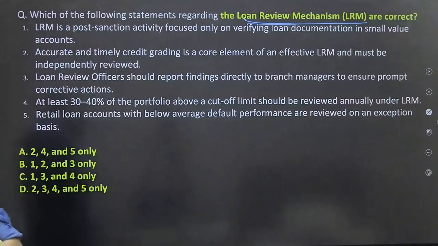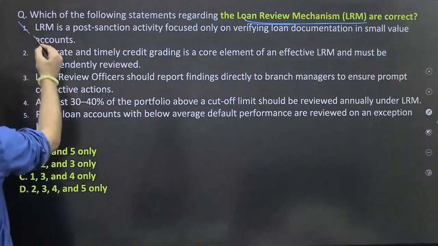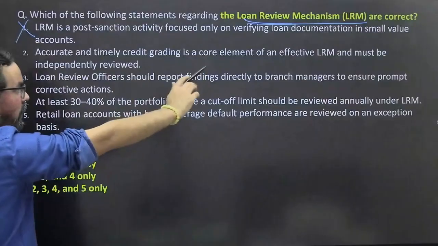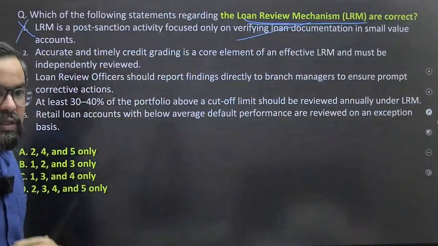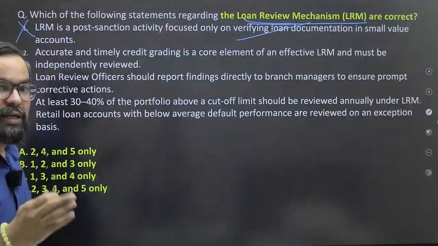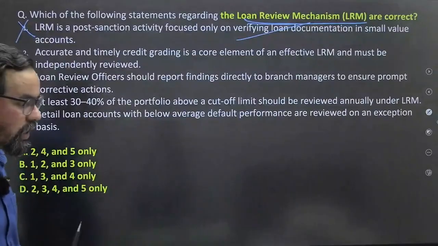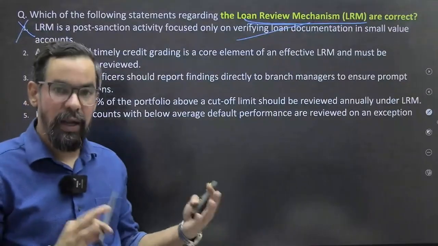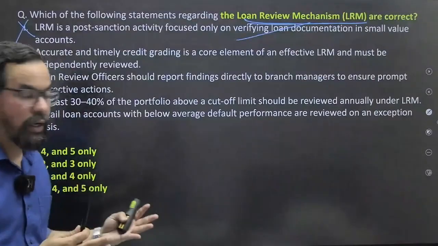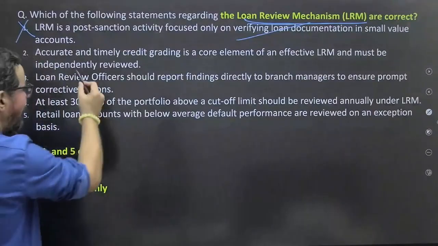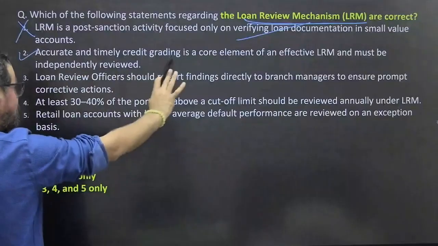What will be your right answer, guys? So statement 1 is completely wrong. It is not about verifying documentations and all. It is the entire process and even the importance that generally comes after the sanctioning of loan. So the existing loan books that we have, we review them here. That's why it is also known as credit audit. So accurate and timely credit gradings, this help, true.